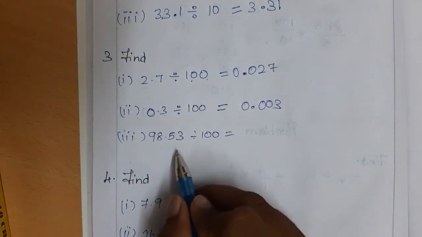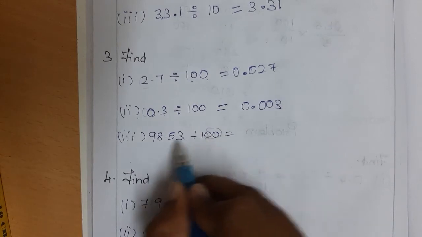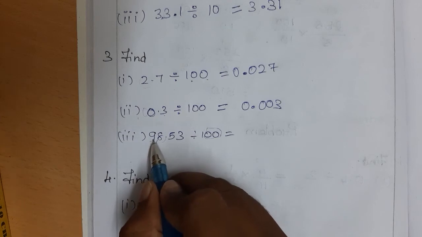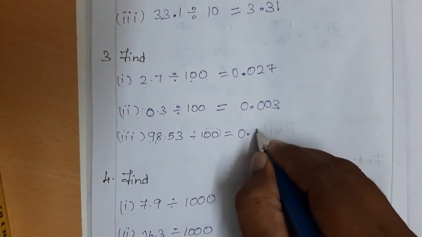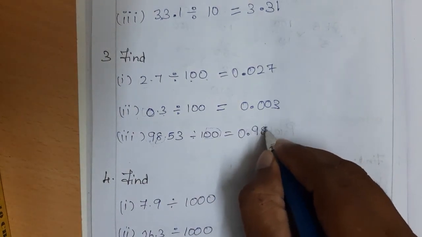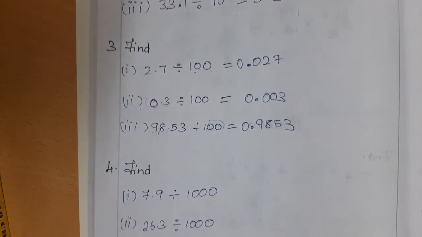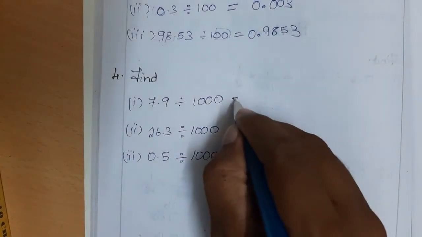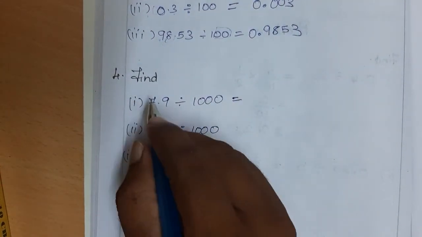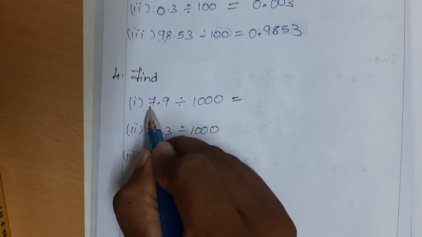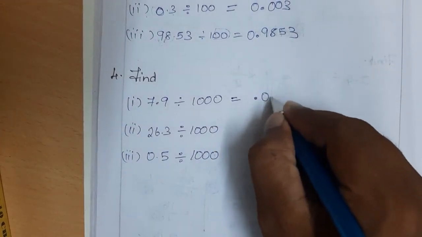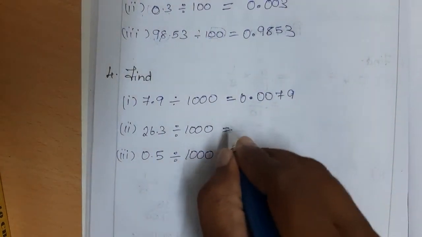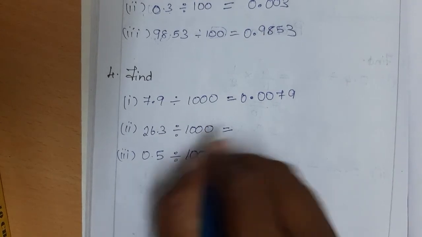The same, 98.53 divided by 100. 2 zeros, 2 decimal digits. It will be before the 9. So 0.9853. Clear? We'll go for the next problem. 7.9 divided by 1000. Thousand has 3 zeros, so 3 digits we have to move. We have 1 digit here, so we'll add 2 zeros and 79. So 0.0079.